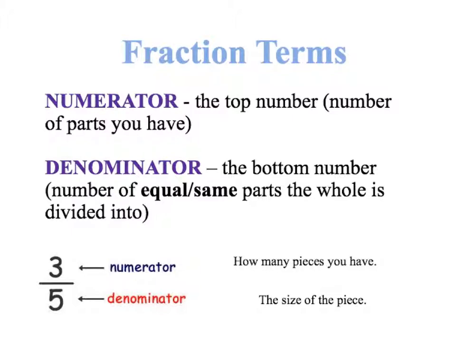Here are some fraction terms. Numerator, the top number or the number of parts you have. Denominator is the bottom number or the number of the equal or same parts the whole is divided into. See below for an example.